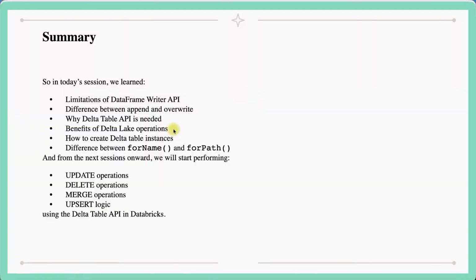So let us summarize. In today's session, we have learned the limitations of the DataFrame Writer API, the difference between append and overwrite, why the Delta Table API is needed, the benefits of Delta Table operations, how to create a Delta Table instance, and the difference between forName and forPath. I hope you clearly understand why the Delta Table API is such an important feature in Delta Lake and Databricks. In the next video, we will start performing real update, delete, merge operations, and upsert logic using the Delta Table API in Databricks with Python.